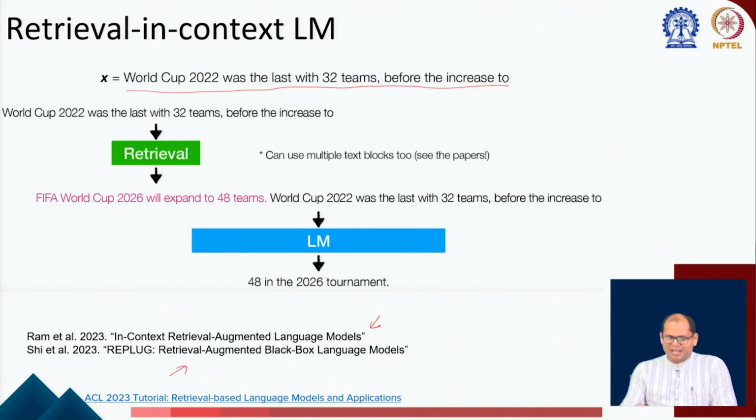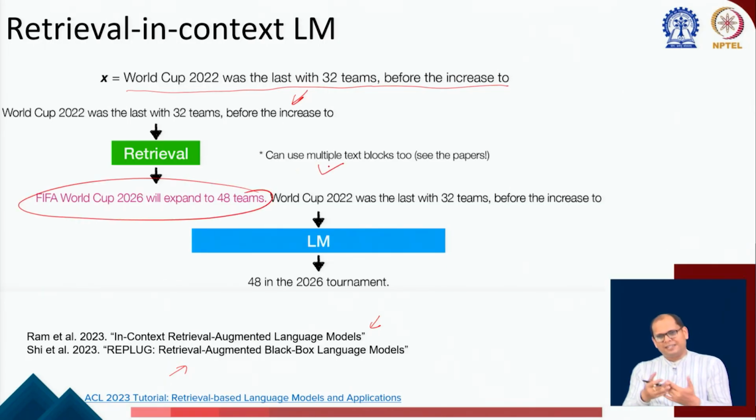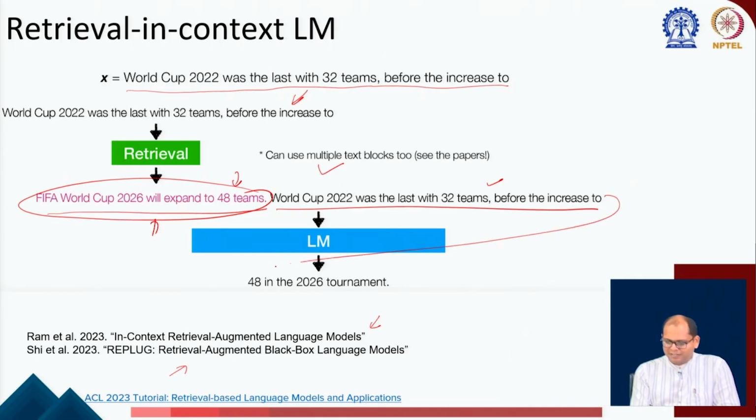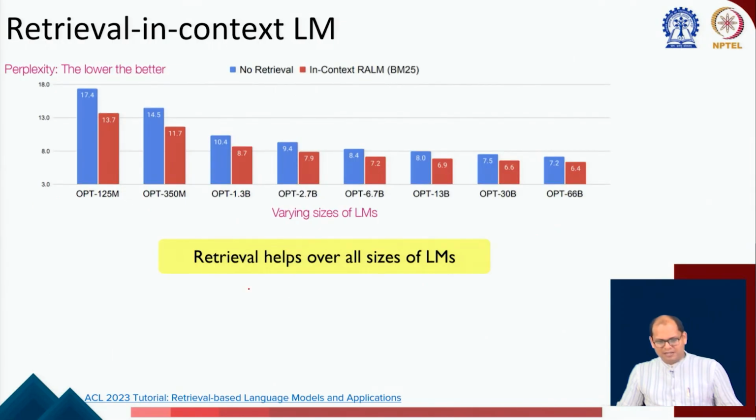So what you do is, you have this query, and you give this query to the retrieval and you get this output. You can get multiple blocks also, but in this case, just to make the point, we get one output. You put this output before the input, and you may put some separators in between, then you again have the input, and you pass it to the language model. The language model will use only this retrieved context, or set of blocks, along with the current input, and try to complete "48 in the 2026 tournament". So this is the retrieval in-context language model.